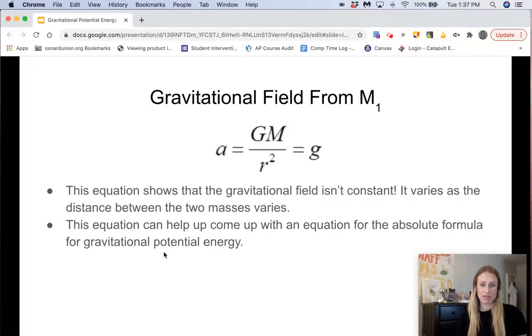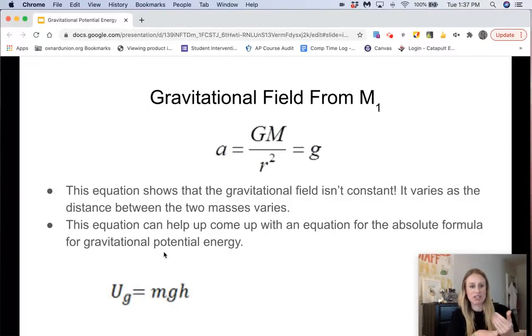So with this equation, we can come up with an absolute formula for gravitational potential energy. If we look at our original formula for gravitational potential energy, we have mass times acceleration of gravity, little g, times height. And then what we're going to do is take this whole thing here, which is equal to little g, and plug it into that little g there.